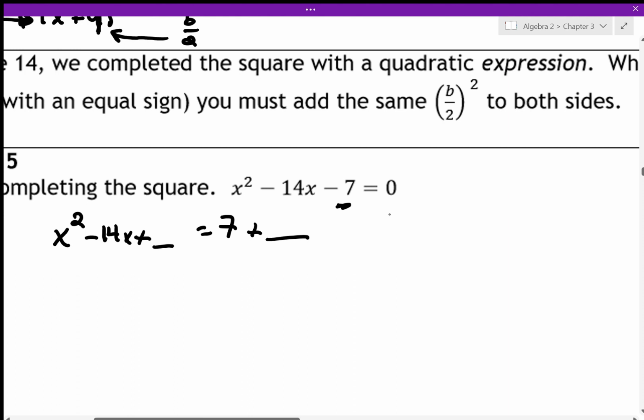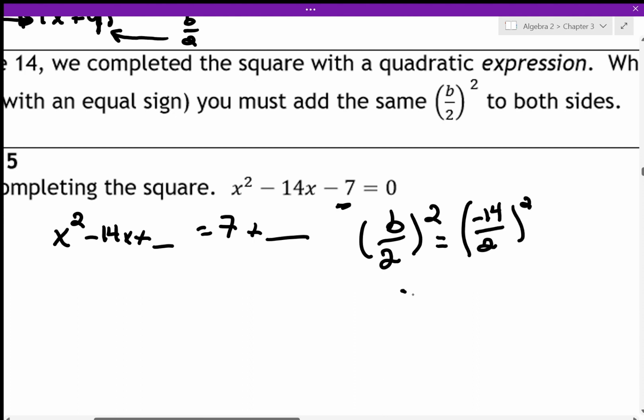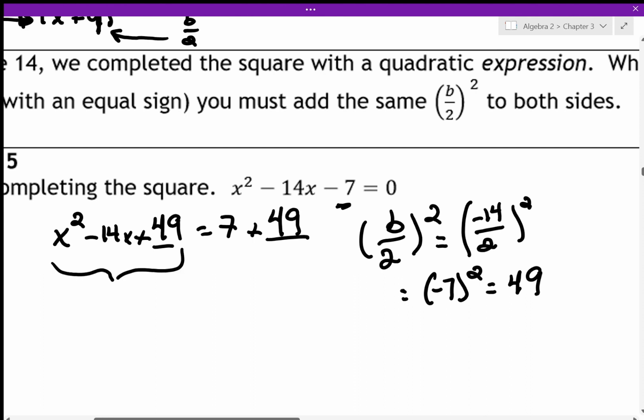The piece that goes in the blank is always going to be b over 2 squared. My b value is negative 14, divided by 2, squared. That's going to be negative 7 squared, which is positive 49. Now this left side, we made it such that it has to factor, right? If you wanted to, you can go through and factor it, but it might be a little easier just to use the pattern that it's going to be x minus 7 squared. You take this middle guy, the negative 14, and divide by 2 to get the negative 7. On the right side, we're going to have, what is that going to be, 56.